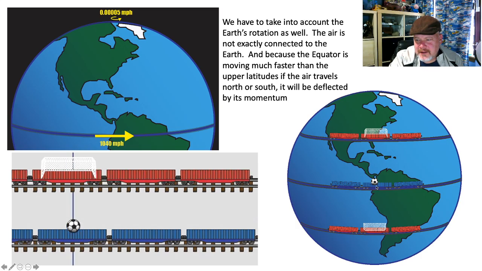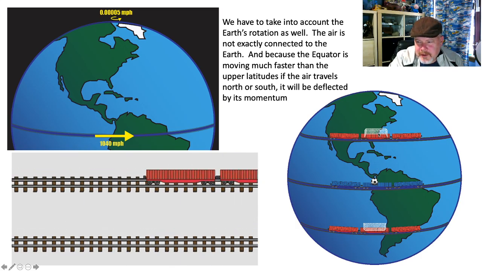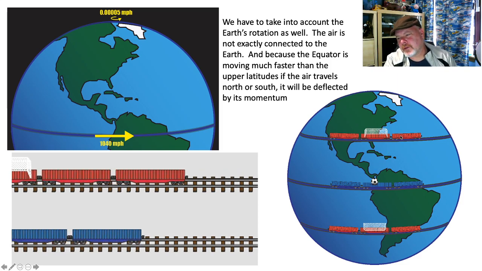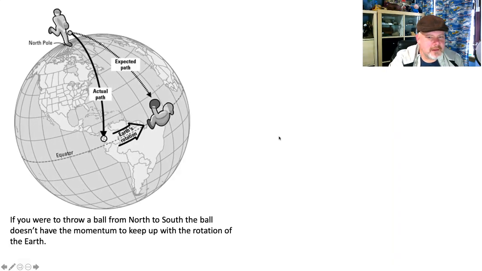So here's your trains again. So this would be your train going faster. The ball should just go directly into the net, but unfortunately it goes off to the right because you're being carried by that momentum. This kind of applies to if you're at the North Pole and you throw a ball to somebody at the equator, it's not going to go straight.